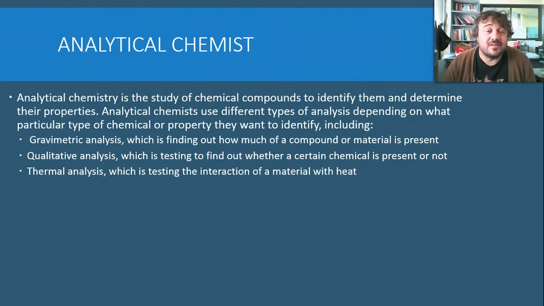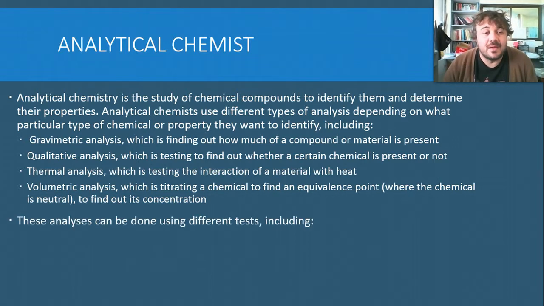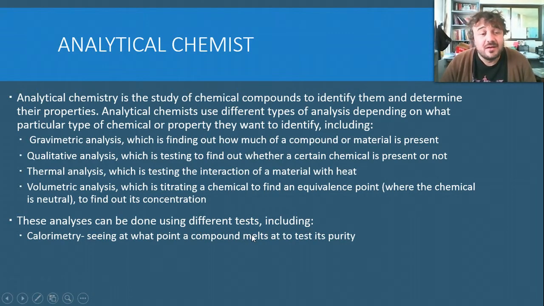There's thermal analysis, so we can see how it reacts with heat. For example, every pure substance has a specific boiling point or melting point. There's volumetric analysis such as titrations, and you know all about this now. So we're trying to use those to find the concentration of a certain chemical in there. So we can do these with different tests. Okay, you can use calorimetry. So if it melts at a certain temperature, it'll be pure. With alloys in particular, if you change the composition, it'll move the melting point.